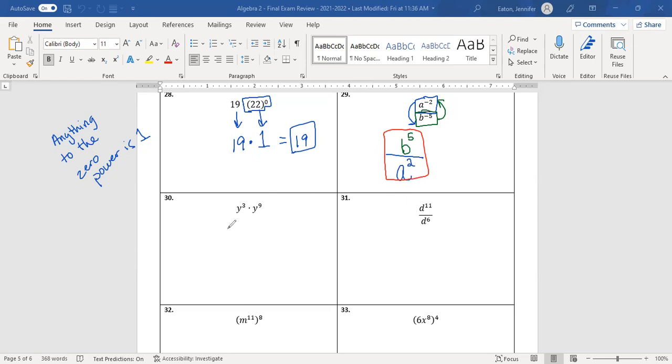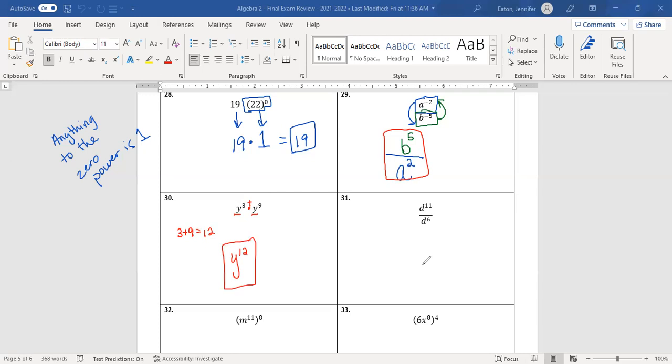All right, looking at problem number 30 here, we are multiplying like bases. What does that mean? The number that holds the exponent is your base. So the variable that's holding our exponent 3 here is y. The number that's holding our exponent 9 here is y. So these bases are the same. They're both y's. So when you multiply bases that are the same, you add those exponents. So we say 3 plus 9 is equal to 12. So we get y to the 12th power for this problem.